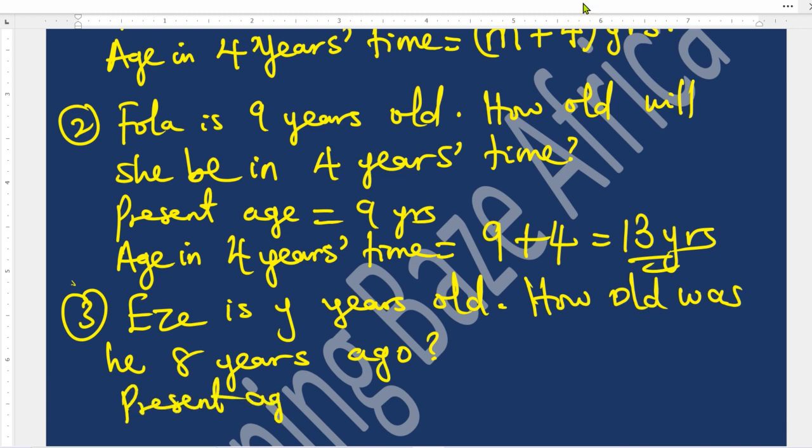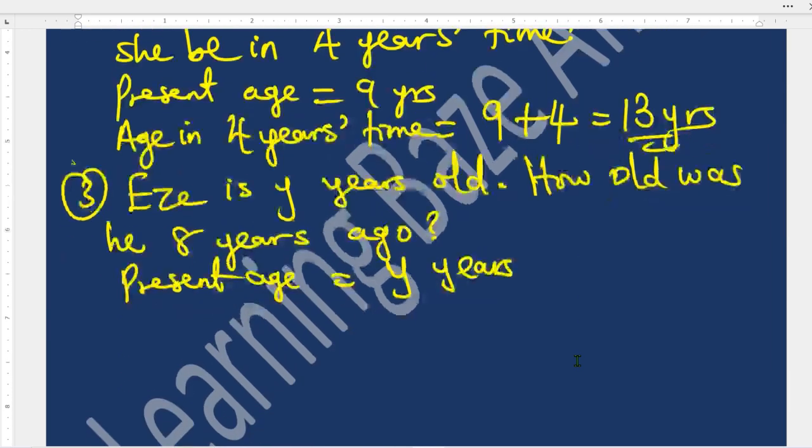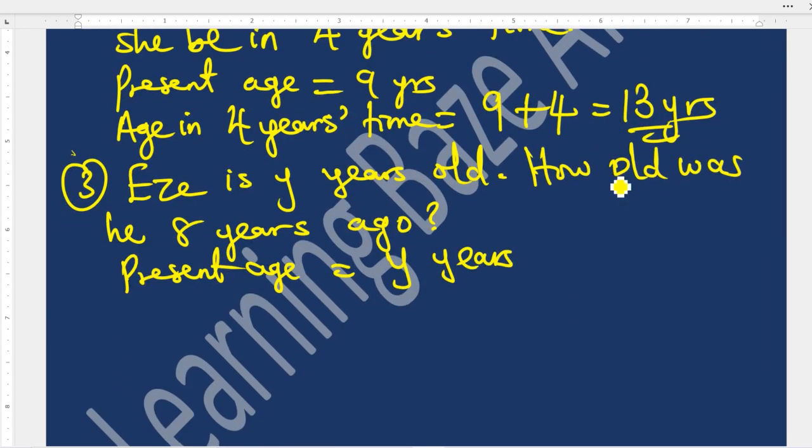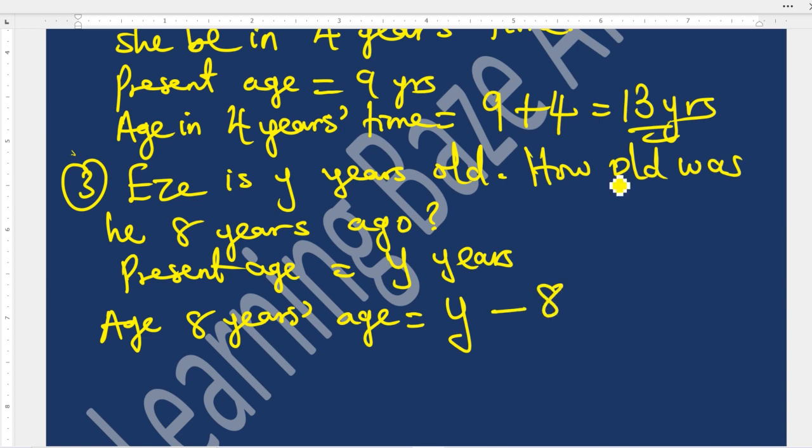Now, Eze's present age is equal to Y years. So what was his age 8 years ago? That was past. So anything that has to do with past is subtraction. So we say age 8 years ago is equal to his present age minus 8. So his age 8 years ago will be Y minus 8 years.